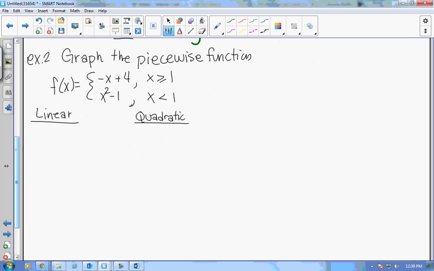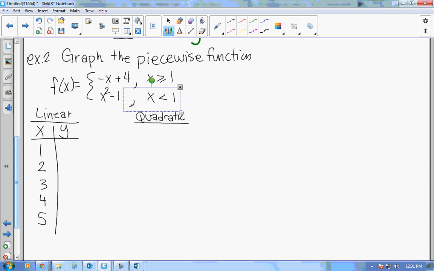Okay, now the linear piece says it's only linear for x's greater than or equal to 1. AJ, can you give me some x's that are greater than or equal to 1? Greater than 1? Or equal. Is 1 considered greater than or equal to 1? Yeah, and then 2, he said. Can you give me a couple more? And maybe 5.